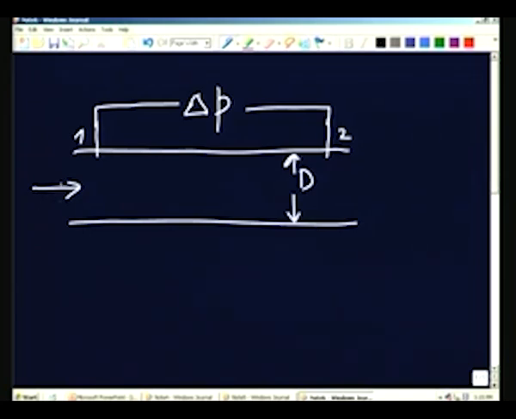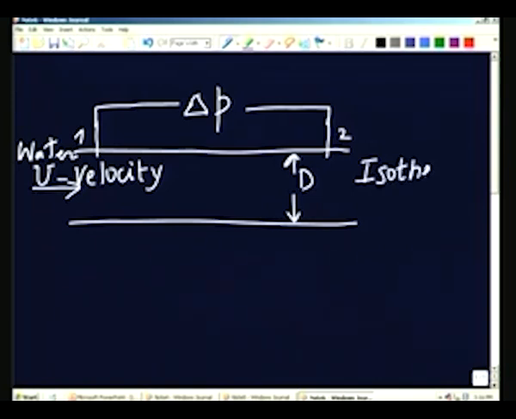As far as the fluid is concerned, we know what the fluid is, for example, it may be water, and the velocity is given as capital U. We will assume that U is the mean velocity, and we will assume that the entire experiment is isothermal. That means that temperature is going to be constant throughout the experiment.